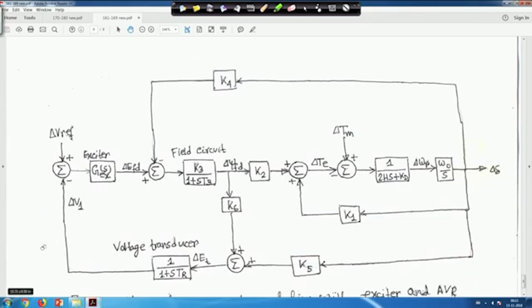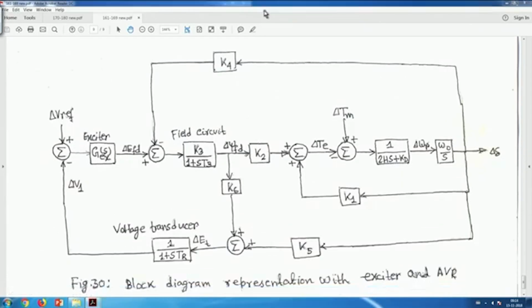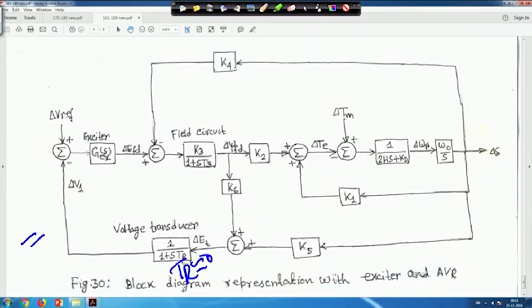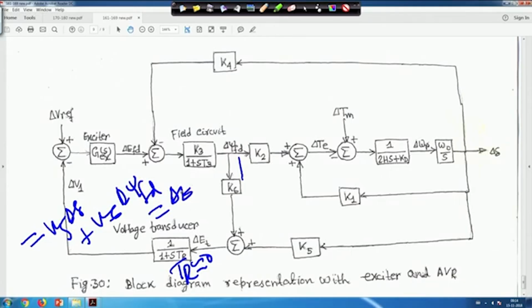So, here we have already seen that this T R is neglected, say it is 0, right. Then the input to this, delta V 1, will be k 5 delta delta plus k 6 delta psi f d, which is coming from here, and that is equal to delta V 1, which is equal to delta E t if T R is neglected, right.